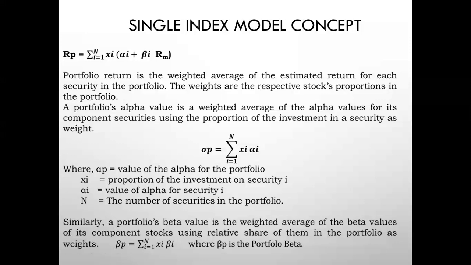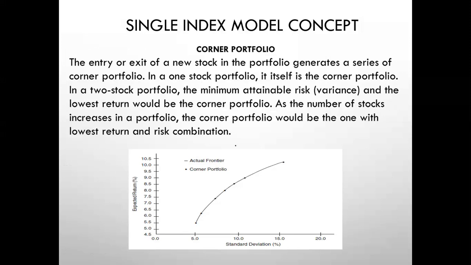Then you can also go for the portfolio weights, where BP is the portfolio beta. It can be calculated as the proportion of investment in the security times beta. So you can call it the portfolio beta.